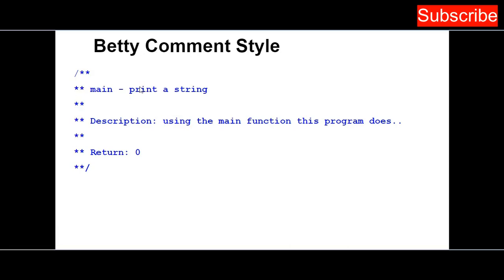In Betty comment style, you have to declare what the main function does. You have to give a description of your code and also the return value. So this is just the way to write the Betty style. You can see we have the slash asterisk, then another asterisk on every line, even the lines where you don't have it, you put asterisk. So just look at this format and know that this is how the Betty comment style looks.